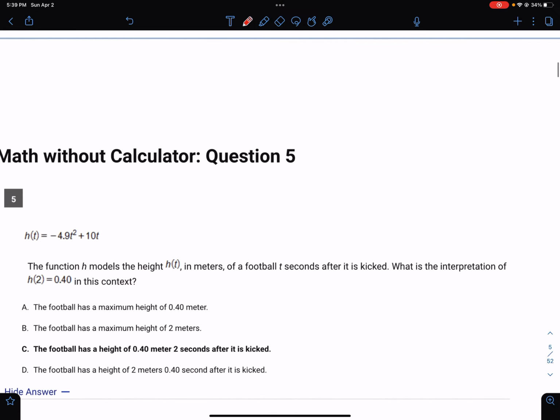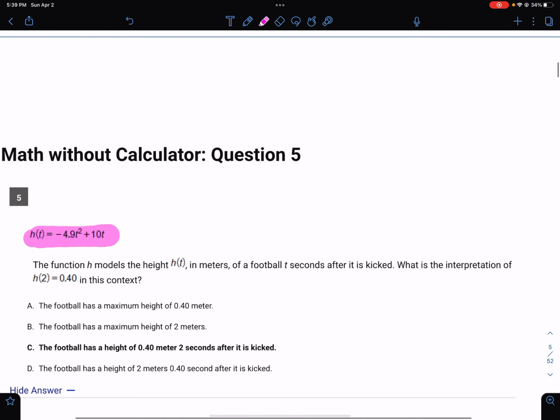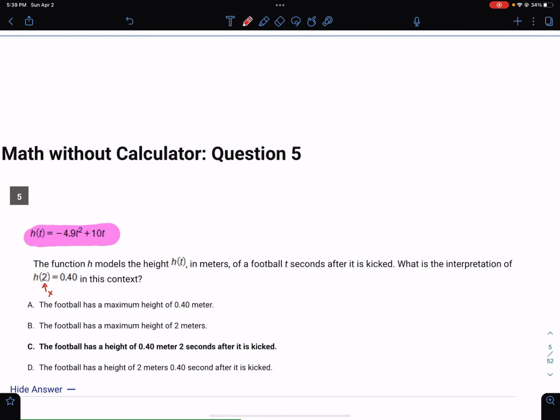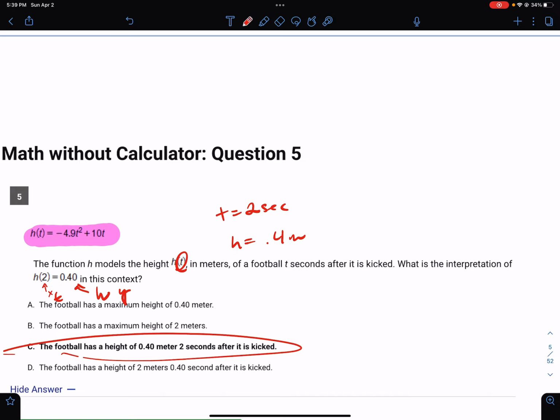Come down here for this one. Interesting. This is a parabola question, and oh boy, it's an interpretation question. Really understand that this is your x, your input. Even more than your input, it's actually your time, t for time. And this is your height, your output, your y. Thus, when t is equal to 2 seconds, the height was equal to 0.4 meters. C is correct. Let's keep going.